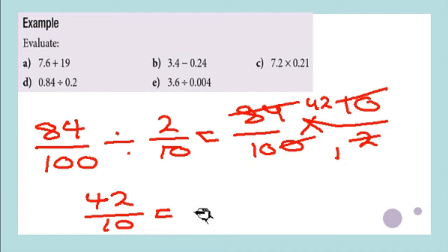Back it to decimal. Very easy. This one will be the point. The 2 will take the place of the 0, and the 4 I put here. It will be 4.2. Really? Yes. Okay.